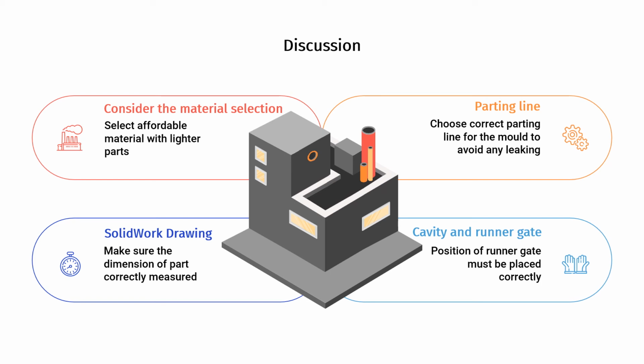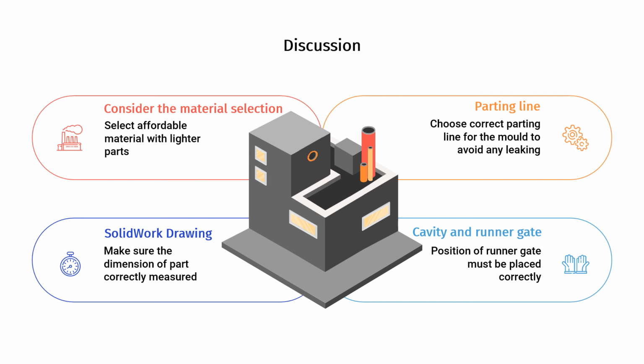First is to consider the material selection. This is because we need to select affordable material with lighter parts and great design flexibility. Therefore we chose a remote control for our product and made the mold part and ran the SolidWorks simulation for the remote control. Secondly is the SolidWorks drawing. We need to make sure the dimensions of the part are correctly measured. So we use the actual dimensions of the remote control and produce the drawing from it.